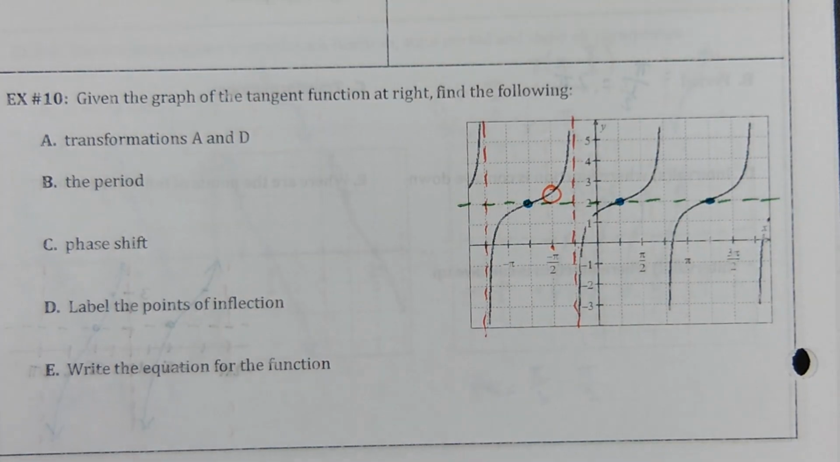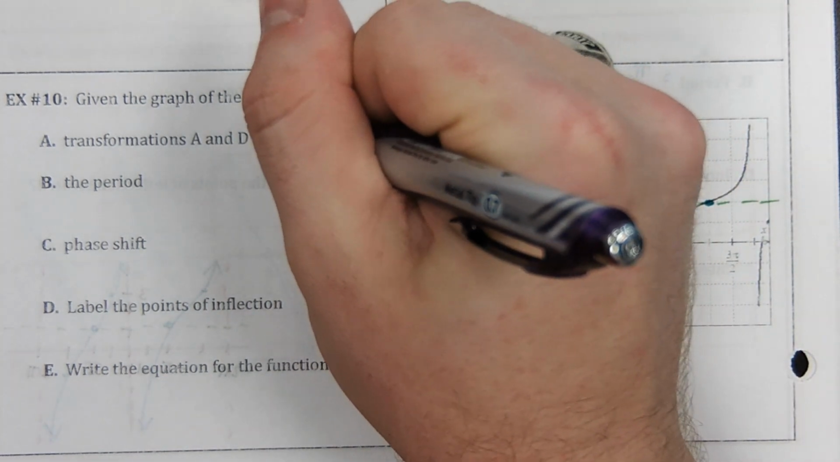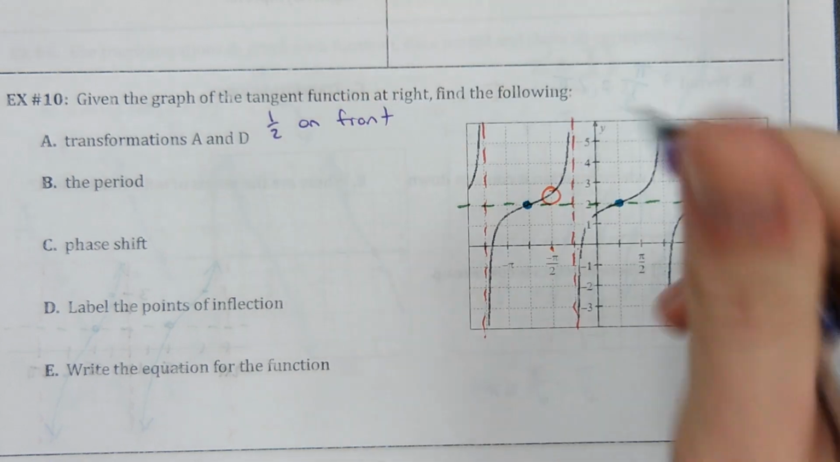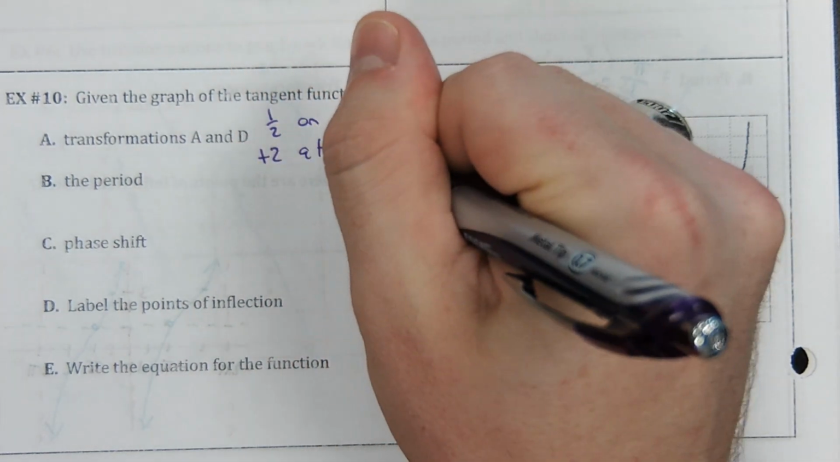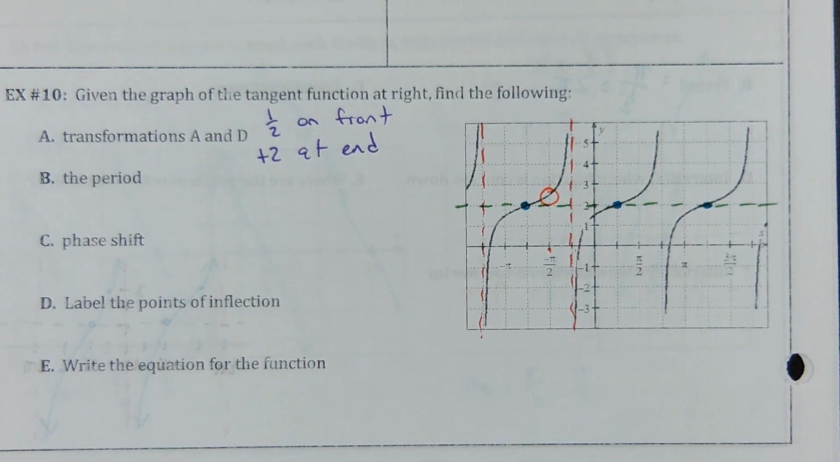Or you could just say there's a 1/2 on the front. If you want to do that, doesn't really matter. Let's just say 1/2 on front. And a +2 at the end, because it's been shifted up to a vertical shift of +2 units.